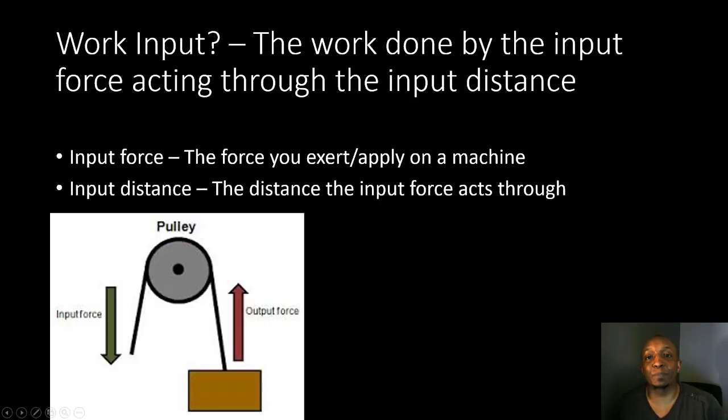So what is work input? Work input is the work done by the input force acting through the input distance. So if we take a look at the input force, that's the force you exert or apply on a machine. And then the input distance is the distance the input force acts through. So for example, if you're pulling on a pulley, here's that input force. And your input distance would be how far did you pull this pulley down. And that will ultimately determine your output force on this right hand side.